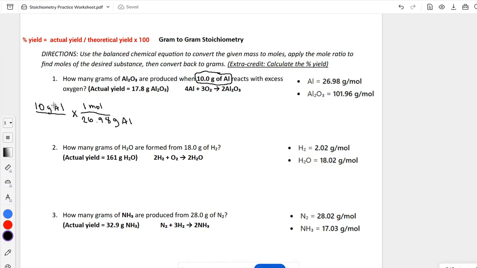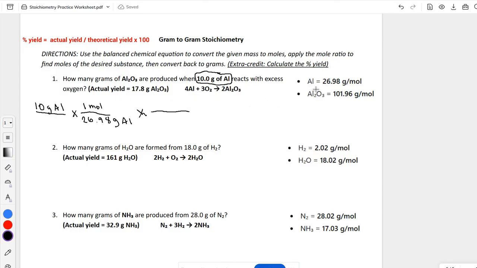All right, so by doing this, 10 times 1 is 10 divided by 26.98. So that's going to be a decimal, but we don't have to calculate that yet. We can just keep going. Times. Now we do the mole ratio. So now we're going to look. We want to go from aluminum to aluminum oxide.